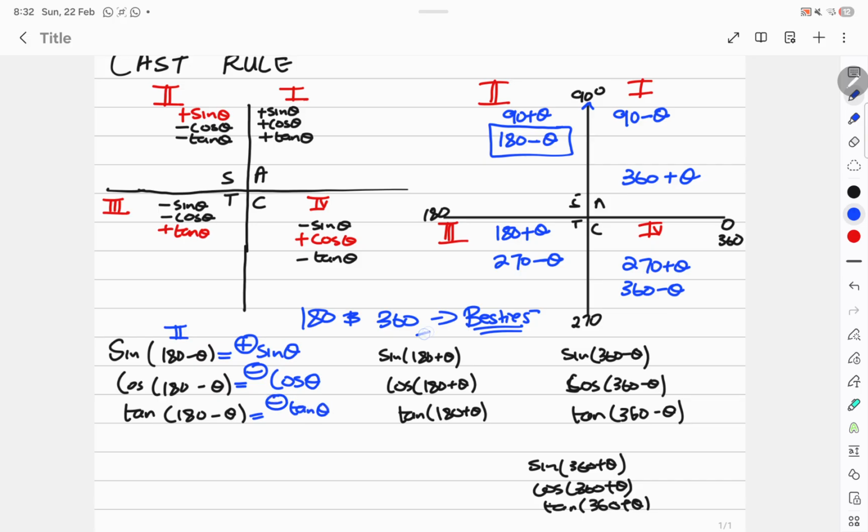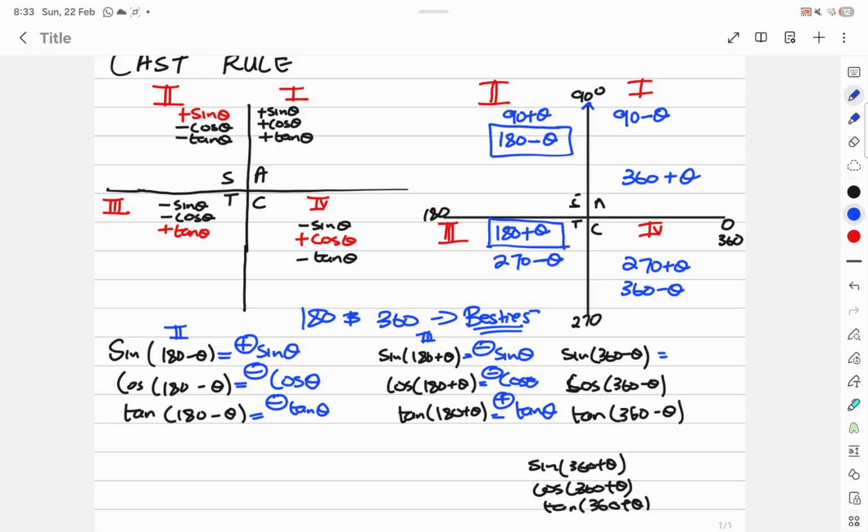180 plus, this is your third quadrant. This is literally your third quadrant. So the question is asking you, how is sine in the third quadrant? How is sine there? Sine is negative, so you have negative sine theta. The cos will also be negative cos theta, but we know that tan is positive at the third quadrant because of our CAST rule. And then we go to this one. It says the sine of 360 minus theta.